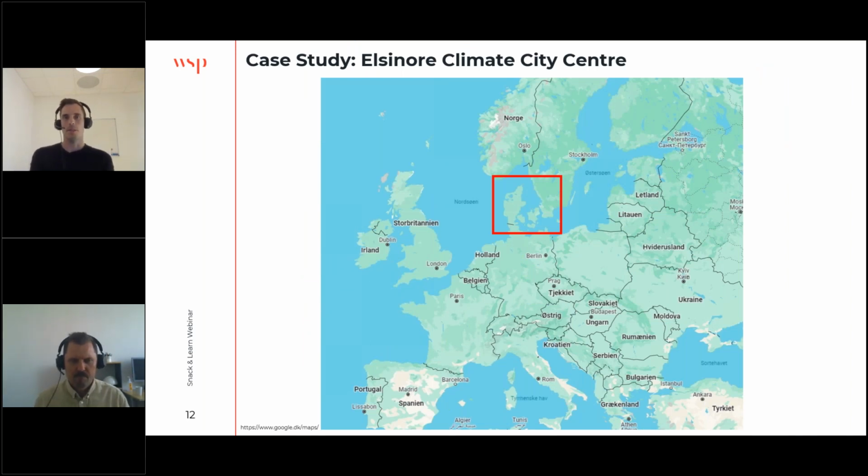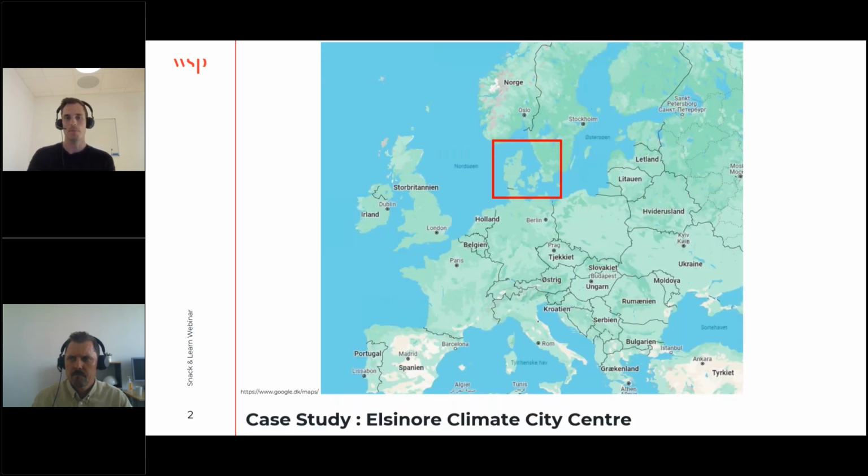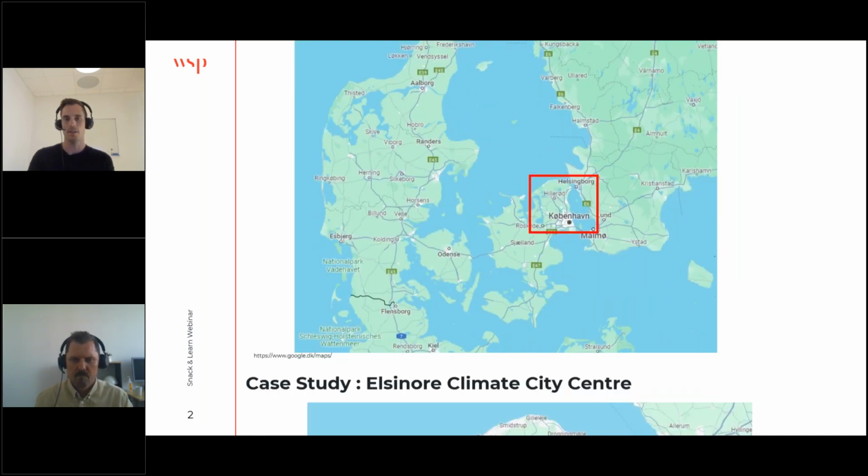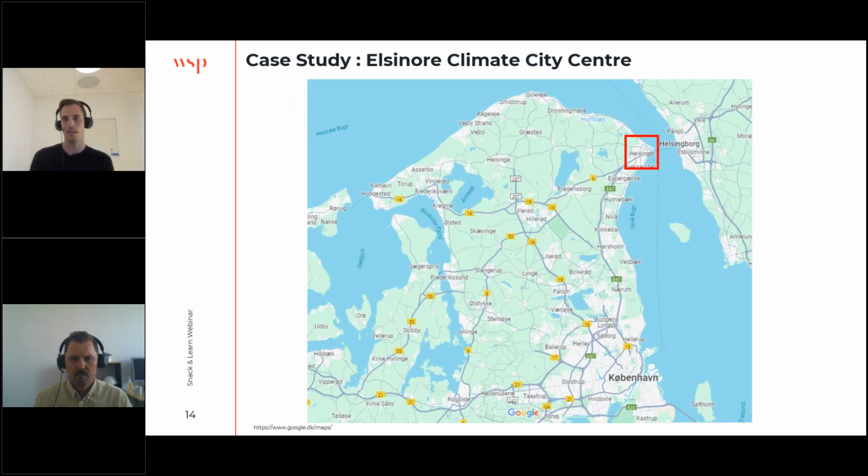This leads me to the case study of Helsingør, where we actually are implementing this service level. And we are in Denmark, as shown here. And if we zoom in a little bit, we see Helsingør is in the northern part of Zealand, north of Copenhagen.